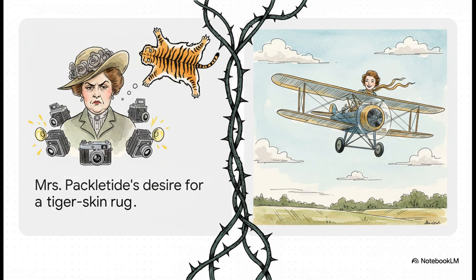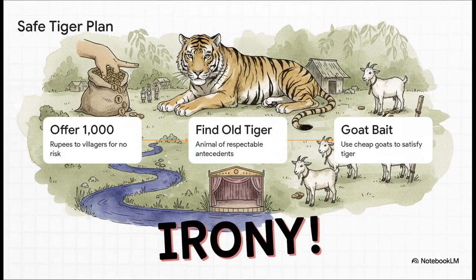Now, Mrs. Packletide simply could not stand this. Her entire decision to hunt a tiger was a pure, ego-driven, jealous need to get revenge. She wanted the fame, she wanted a tiger skin rug to show off at a luncheon, and she wanted a heavy harvest of press photographs just to completely steal Luna's thunder. So what does she do? She doesn't go trekking into the dangerous wild, no way. She creates the ultimate safe tiger plan.